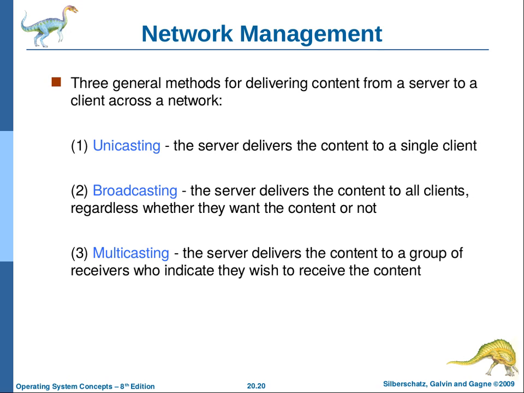Okay. So here we have three main different ways to broadcast it. Unicasting is what we think about most of the time. It delivers the content to a single client. So this is point-to-point communication from your server to your client. Broadcasting, it's going to actually go to all clients, whether they want it or not. So it just sends it to everywhere. And then you have multicasting, which delivers it to a group.